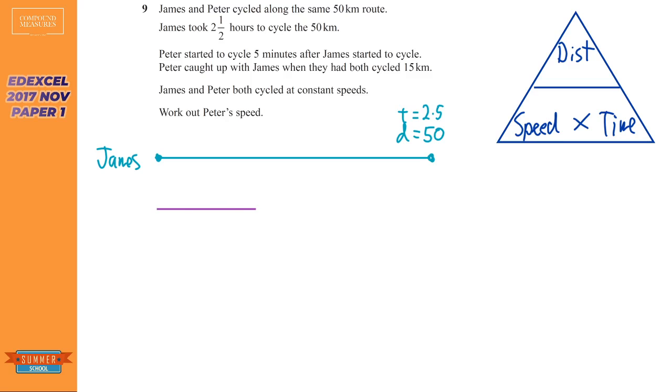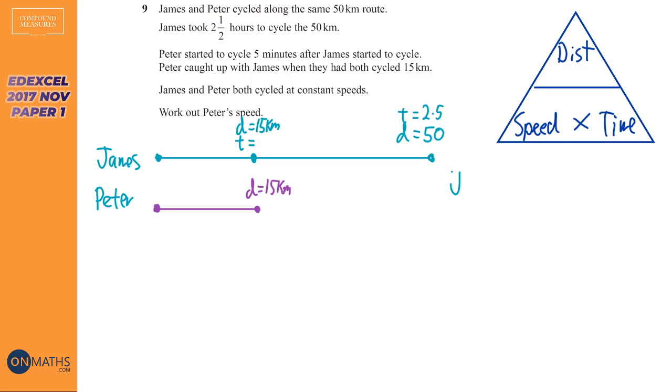Now, Peter, we don't really know how long it took him for the whole thing, but we know the 15 kilometers. So we need to know James's time for his 15 kilometers as well, and then we can compare them. We've got a lot to find out here. The first thing we're going to do is work out James's speed, because we need to know at what time James reached 15 kilometers so that we can work out Peter's speed.